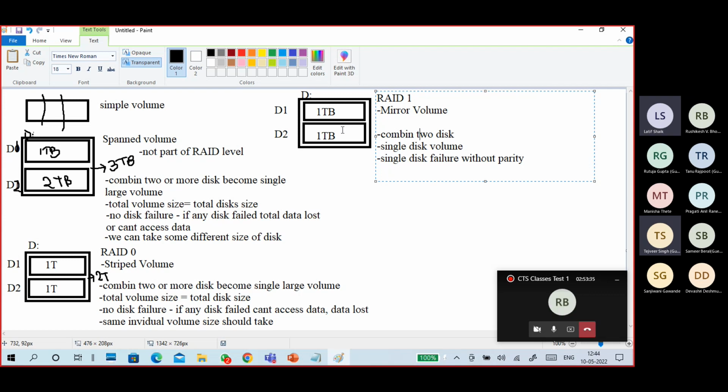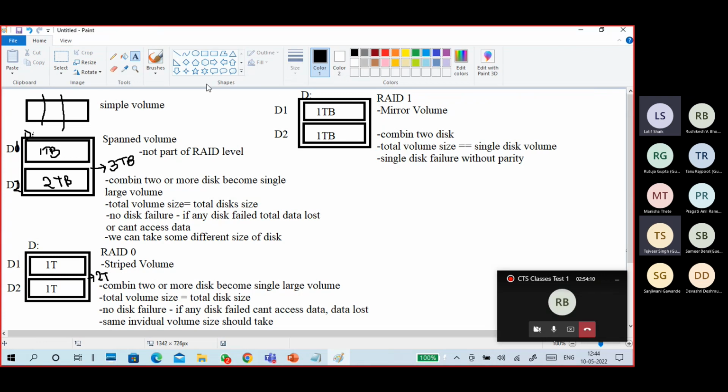What is a mirror disk? It is two hard disks combined. We get a single disk volume only. So the total volume size is nothing but a single disk. So 1 terabyte plus 1 terabyte is 1 terabyte. 2 terabyte plus 2 terabyte is 2 terabyte. So this is a single volume.